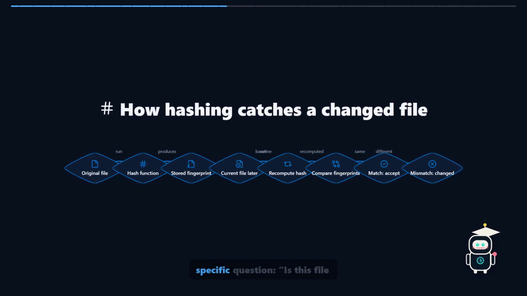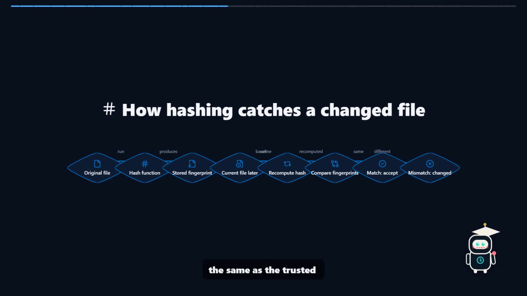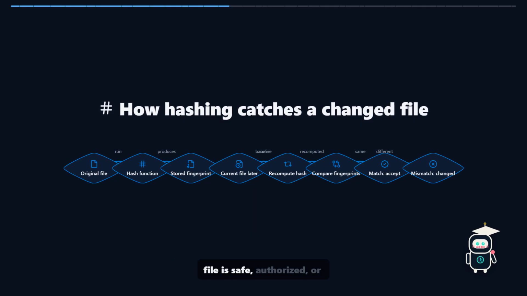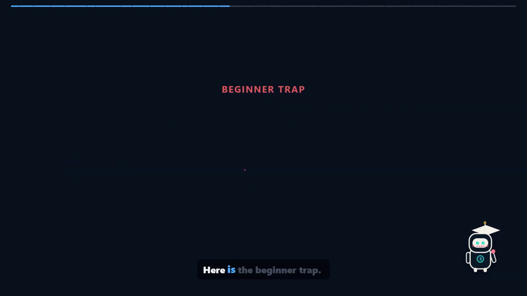Hashing answers a specific question. Is this file the same as the trusted version I expected? It does not by itself answer every security question about whether the file is safe, authorized, or appropriate to run. Here is the beginner trap.